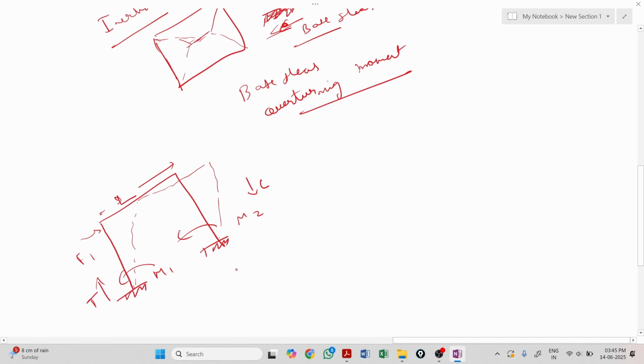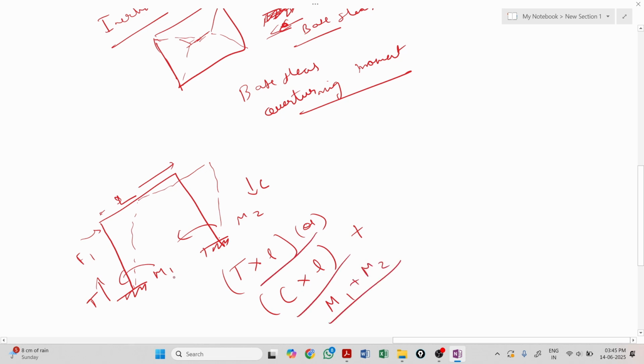Now what really happens? Axial tension into length, or compression into length, plus M1 plus M2. This is the overturning force. How will it overturn? I mean, when the load is acting, how will it react? And due to that, this is a failure, and this is a different failure. That's it. Base shear failure and overturning moment.